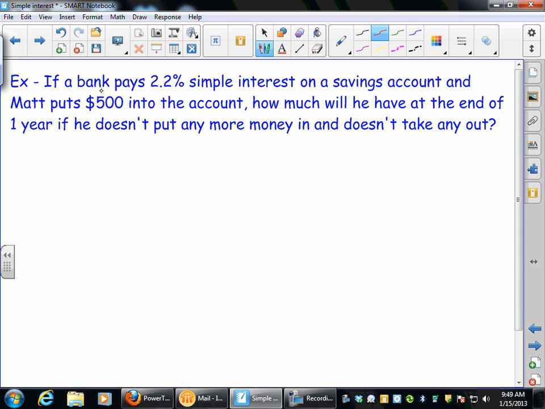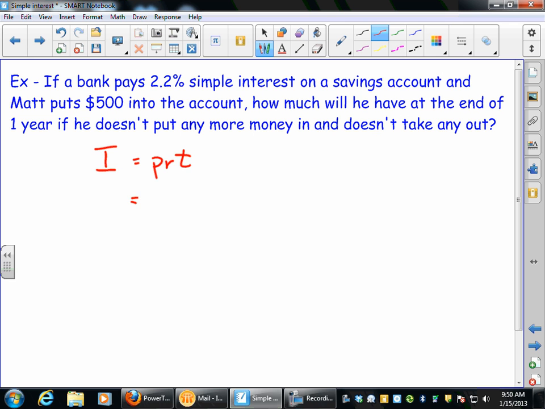So here's another example. If a bank pays 2.2% simple interest on a savings account and Matt puts $500 in, how much will he have at the end of 1 year if he doesn't put any more in and he doesn't take any out? He just lets that $500 sit for a year. Okay? So again, it says it's simple interest. So my formula, P times R times T.